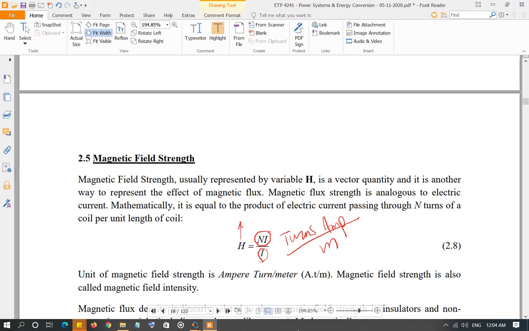Ampere turns over meter. Always remember, anytime problems are given to you, standard units are used unless you are told that the units are not standard in that equation. Centimeter is not a standard unit, meter is a standard unit. So anytime it is given to you that length is in centimeter, the first thing you're going to do is change it into meter. It's very important because otherwise your answer is going to be incorrect.